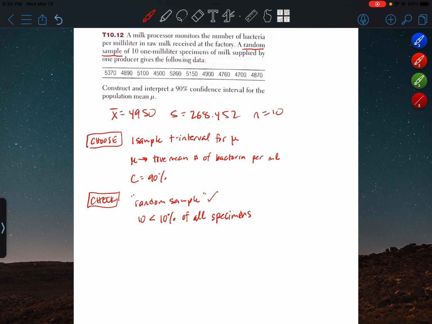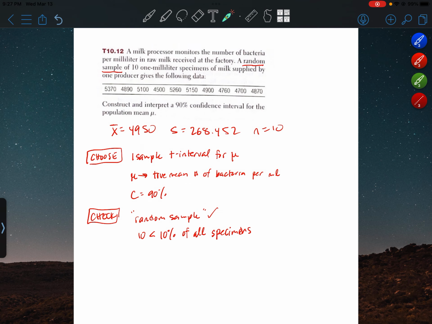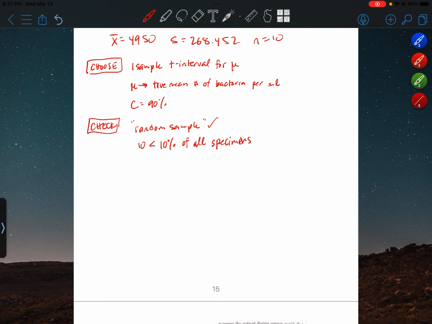What we were holding on to in the back of our mind was the fact that the dot plot had no strong skewness and no outliers. The reason that's important is because the question stem does not mention that the population values are approximately normal and our sample size is small. So the way that we're going to satisfy that last condition is by looking at the sample data. The sample data show no strong skew or outliers.